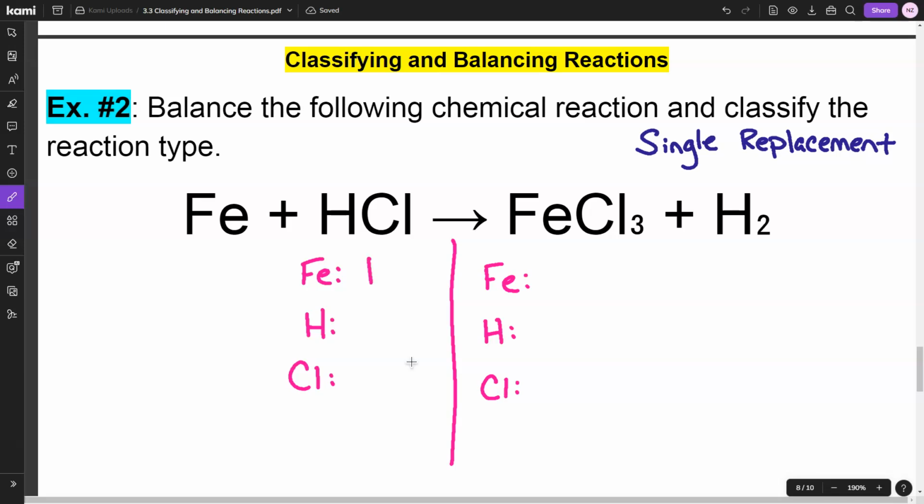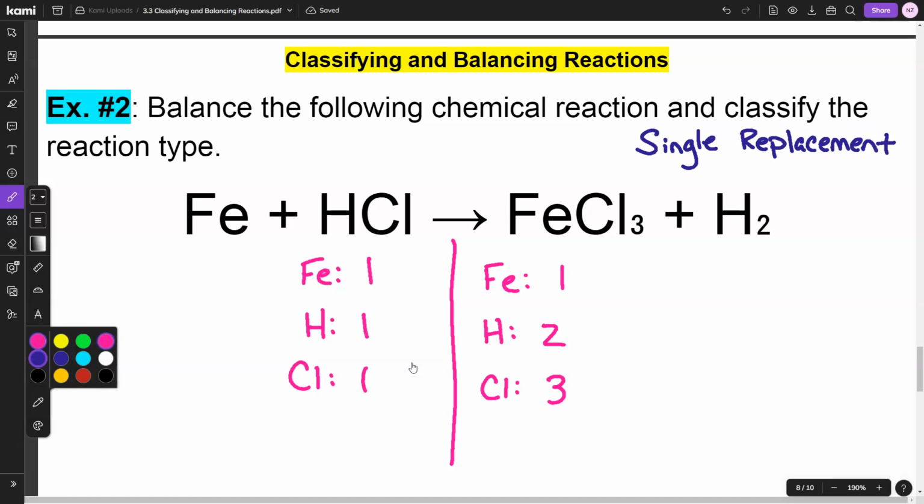So we have 1 hydrogen, 1 iron, and 1 chlorine. On the right side, 1 iron, we have 3 chlorines, 2 hydrogens. Okay. Now, when you're balancing, sometimes you have to go back and forth to find the right combination. Okay. So let's start by balancing the chlorines.